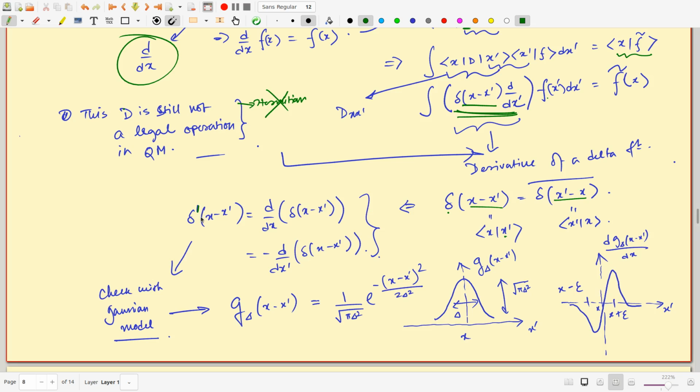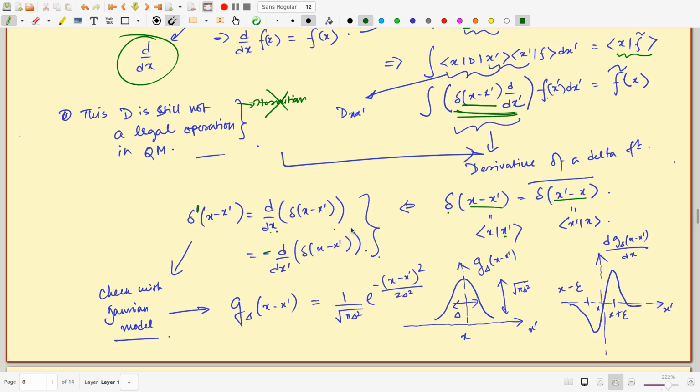Now what is the derivative? This is the derivative of the delta function, d/dx of this. If I take the derivative with respect to x, it is this. If I take the derivative with respect to x prime, there will be a minus sign from the chain rule. So the derivative has two values, positive and negative respectively, and that depends on at which point you are taking the derivative, whether you are taking it at x or at x prime.